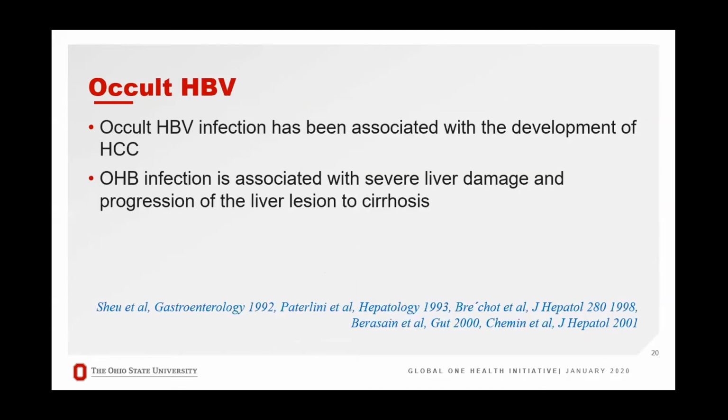So occult hepatitis B virus infection has been associated with the development of hepatocellular carcinoma, and it is associated with severe liver damage and progression of the liver lesion to cirrhosis, either through chronic inflammation or through direct involvement of the virus in mutation of the host cell.